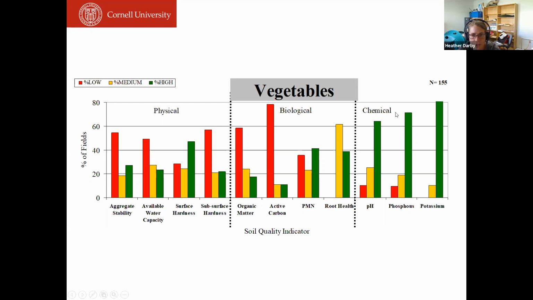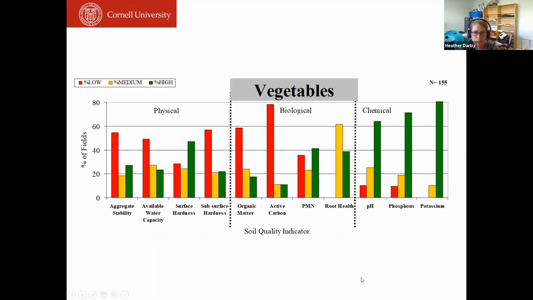These are vegetable farms, or people that were growing vegetables, or fields that were sampled under vegetable production. These are commercial farms, so it doesn't take into account maybe homeowners or homesteaders that are using the test. And you can see the red bars represent low soil health, green represents high soil health, and then yellow is in the middle. And these are the percent of fields that scored low, medium, or high for each one of the soil health indicators.